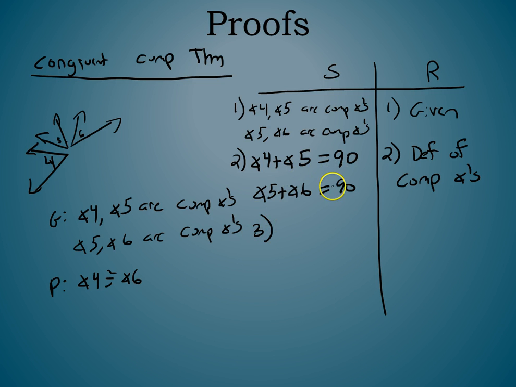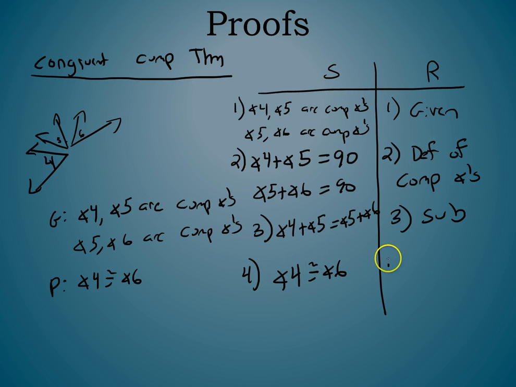Well, if they both equal 90 degrees, they have to equal each other. So angle 4 plus angle 5 equals angle 5 plus angle 6. That's our substitution property. And since angle 5s are on both left and right-hand sides of the equation, they will subtract out, leaving just angle 4 congruent to angle 6. That's our subtraction property.